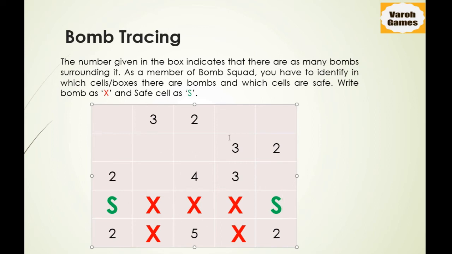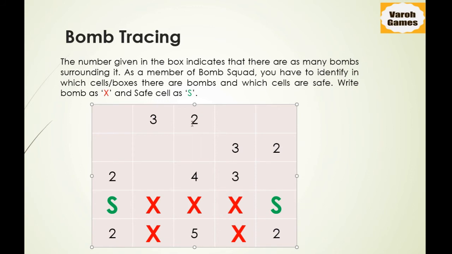Now let us move to the other numbers. Now let us look at 4. Over here is 4. So out of these 8 cells around it, there would be 4 bombs. And we have already identified these 3 bombs. And these 2 cells already have a number. So the remaining part is these 3 cells. This one and this one. Of these 3 cells, only one has a bomb and the other 2 are safe.